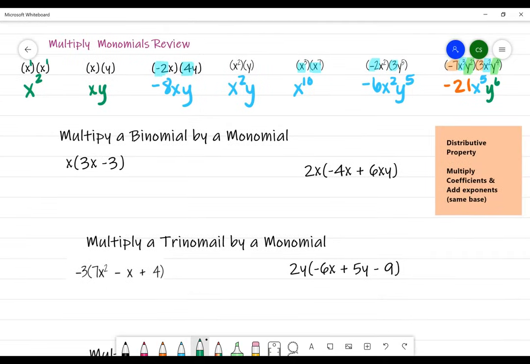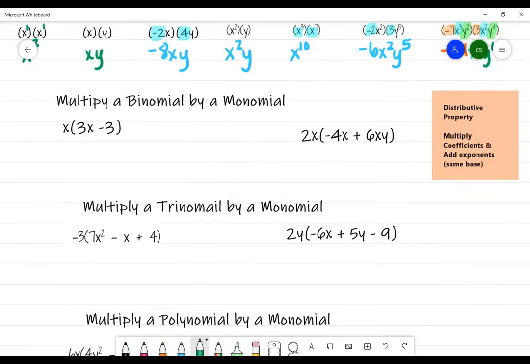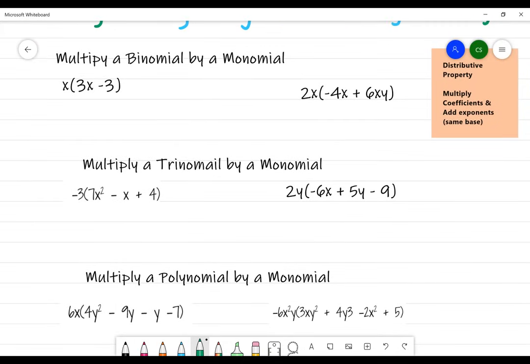All right, so let's go to some slightly more complicated ones. Not really complicated, but multiplying a binomial, trinomial, and a polynomial by a monomial. The beautiful thing about this is all it is the distributive property. I'm taking the outside term and multiplying it by all the terms on the inside. So that means I'm distributing x to 3x and x to negative 3. So I'm multiplying x to 3x and positive x to a negative 3.